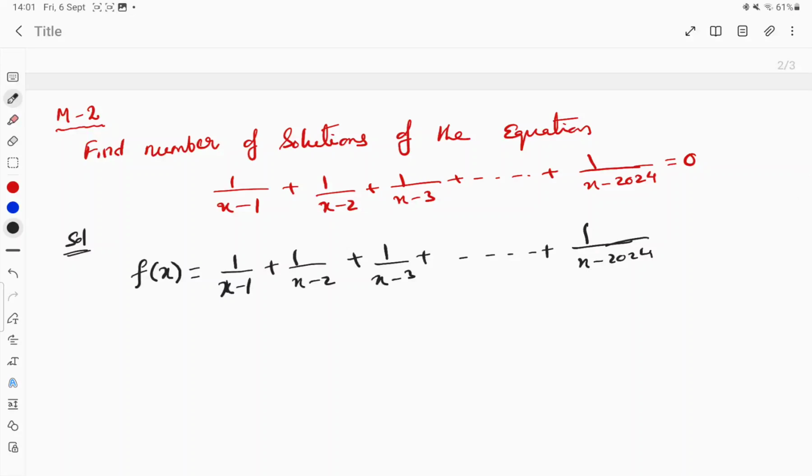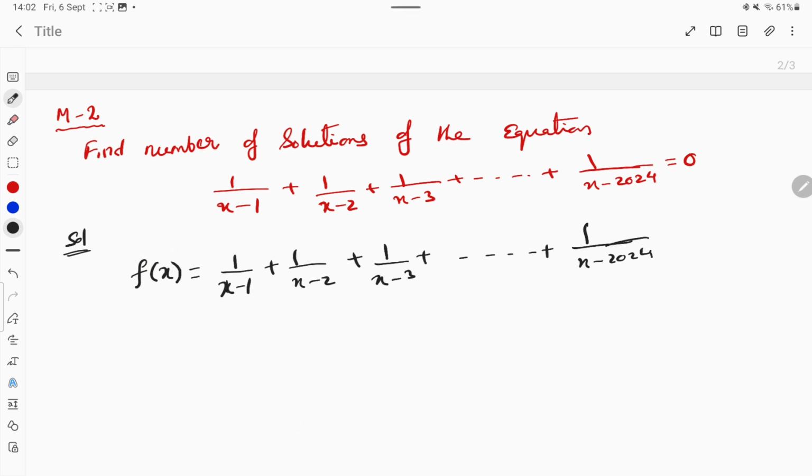Let's look into an excellent problem. Find the number of solutions of the equation 1 by x minus 1 plus 1 by x minus 2 plus 1 by x minus 3 plus, and so on, 1 by x minus 2024 equal to 0. No traditional ways of solving equations will help us in this particular question, but calculus will help us. So let's call the LHS of this equation a function f of x.